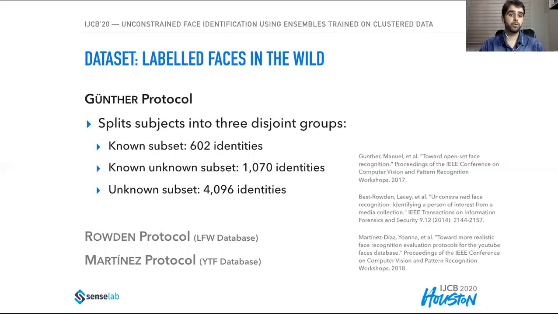And since it was proposed for face verification, in 2017, Gunther et al. proposed a new protocol in which they split LFW subjects into 3 disjoint groups. 602 identities containing more than 3 face samples compose the gallery set. Around 1,000 individuals constitute negative classes, and more than 4,000 identities with a single image each represent the unknown set. And 2 extra protocols and their respective evaluations are detailed in the manuscript.